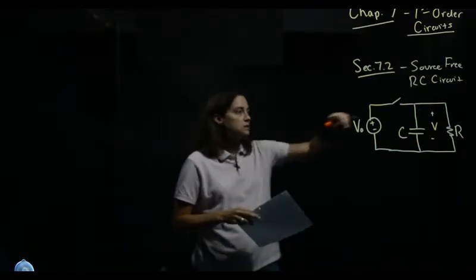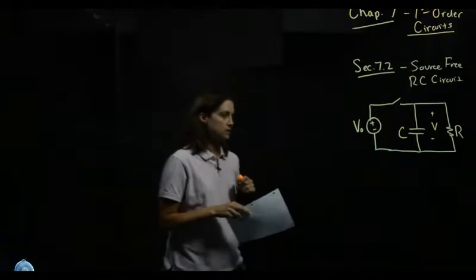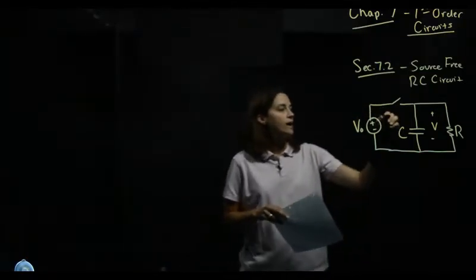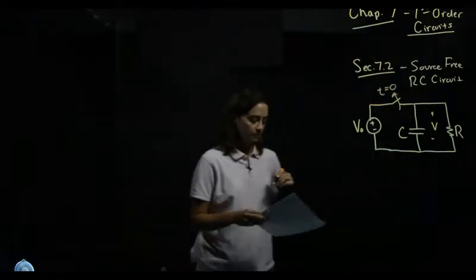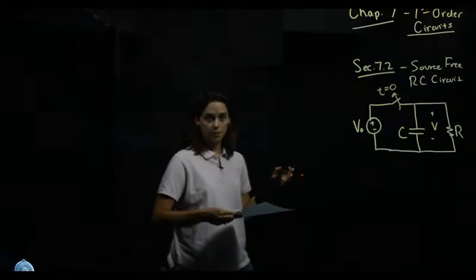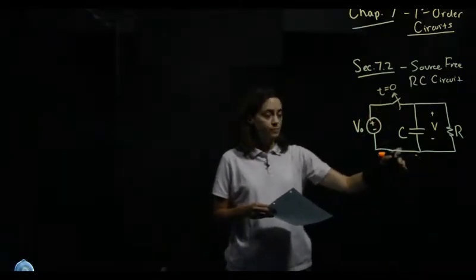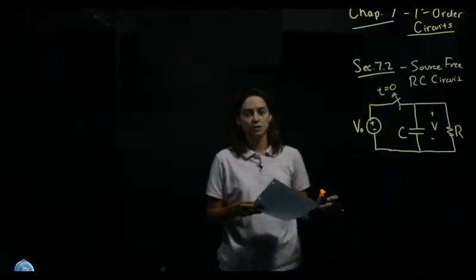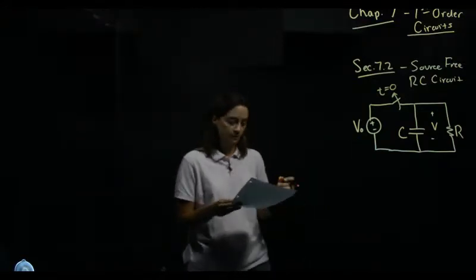So 7.2 is on the source-free RC circuit. We have a resistor, a capacitor, and some switch. We're assuming this switch has been closed, and then it opens at some time 0. And we want to know what happens when it opens. Well, we know that when the switch is closed, this capacitor is going to charge. And when the switch opens, it's going to discharge. So we want to find the equation to show the rate of the discharge.